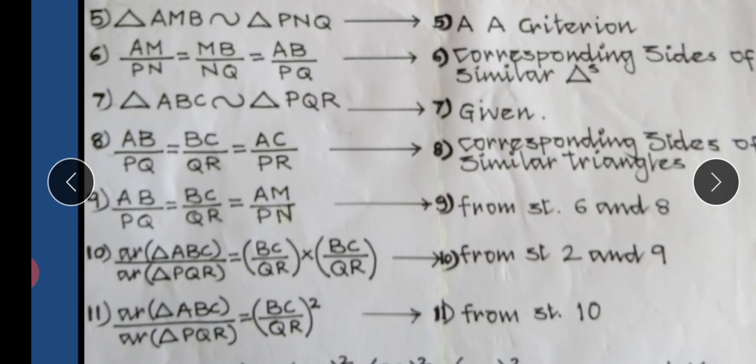Therefore, in the previous proof, I did not write AB upon PQ. I wrote only BC upon QR is equal to AM upon PN, because we want only those two ratios equal. It doesn't matter even if you write the one which is common to both, that is statement 6 and statement 8. That is AB upon PQ is equal to BC upon QR is equal to AM upon PN. Now we are ready to prove, because we got AM upon PN is equal to BC upon QR.